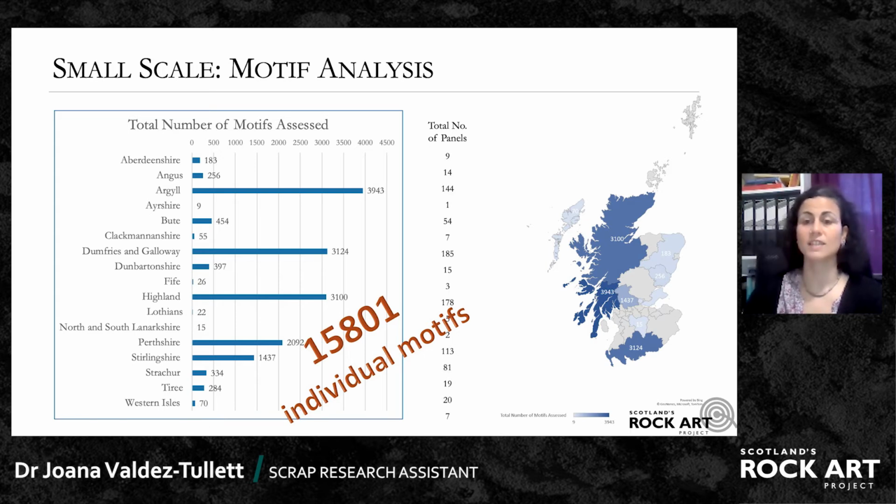So what this is suggesting perhaps is that although we have more panels in certain parts of the country, in the case of Argyll, for instance, it seems to have a higher number of motifs that were assessed individually, perhaps hinting at more densely carved rocks. So this is something that we definitely have to look into in more detail.